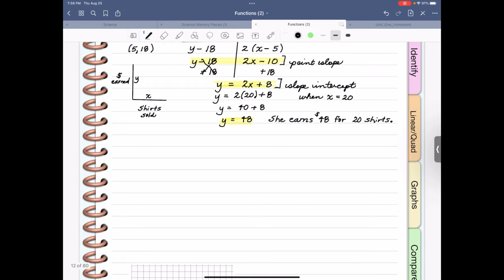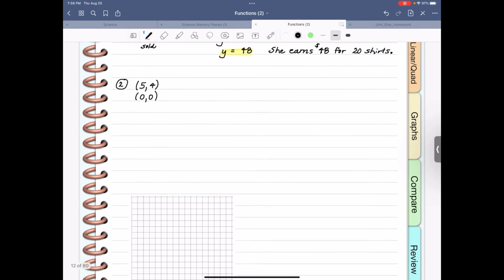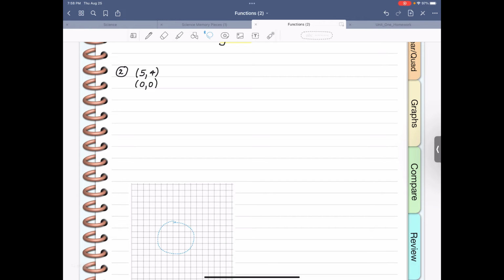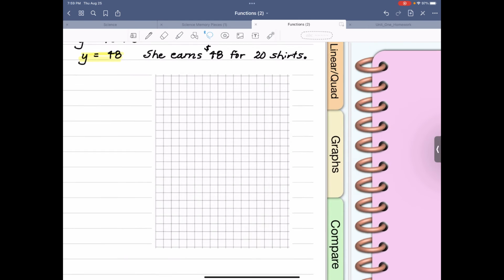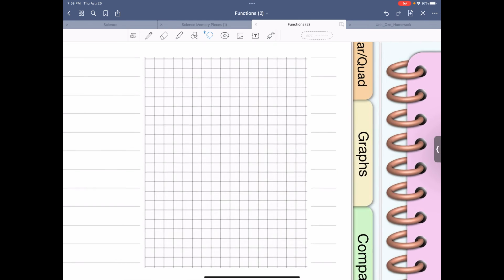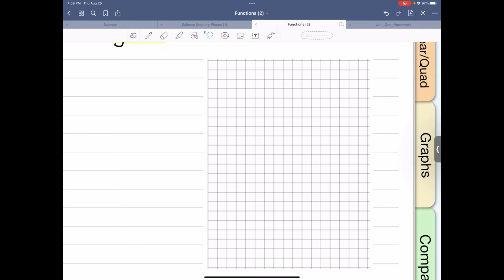All right, number 2. A slide is planned for a playground. When represented on a graph, the slide begins at (5, 4) and ends at (0, 0). I'm definitely going to graph this one. If you ever get a job building slides, you're going to have to know how to do this. So you never know. All right, so let's do a graph.